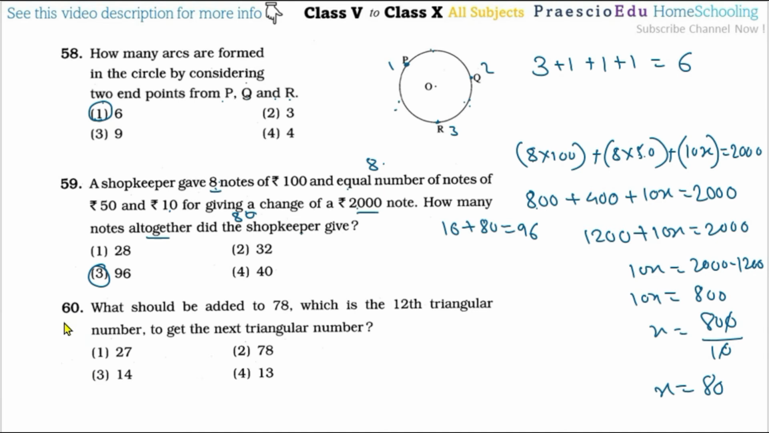Now question number 60. What should be added to 78, which is the 12th triangular number? This is the 12th triangular number. Yes, we have already seen from 1 to 12. If you add them, you will get the triangular number 78. To get the next triangular number, that is the 13th, we have to add 13 here. So 13 means option number 4 is the correct one.